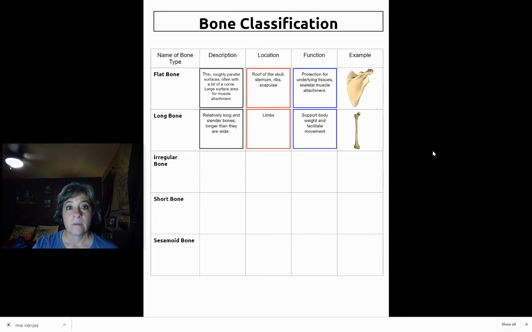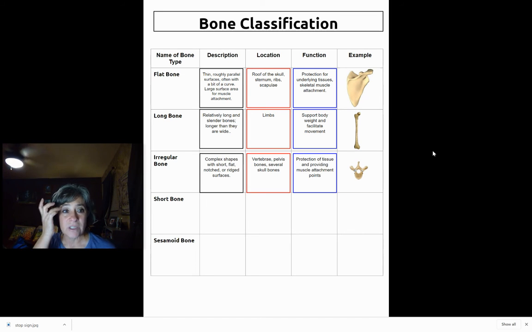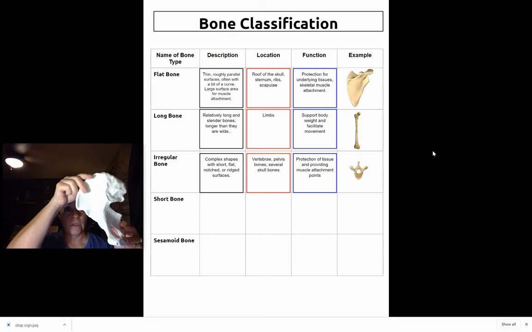Irregular bones. If something is irregular, that means it doesn't have a general shape. It's just kind of a whatever shape. So they're complex. They have short, flat, notched, or ridged surfaces. The examples would be the vertebrae, the pelvis bones, and several skull bones are considered irregular because they don't fit into these other categories. Their purpose is to protect tissues and also to provide places for muscles to attach. Your picture is a vertebra, one of your backbones. This is a pelvic bone.